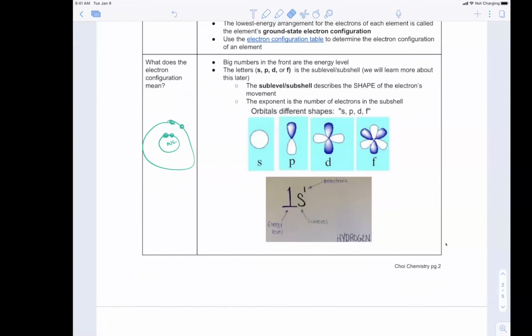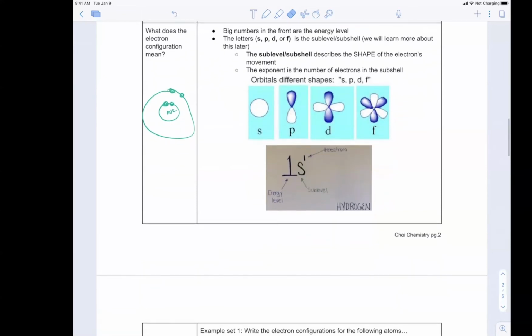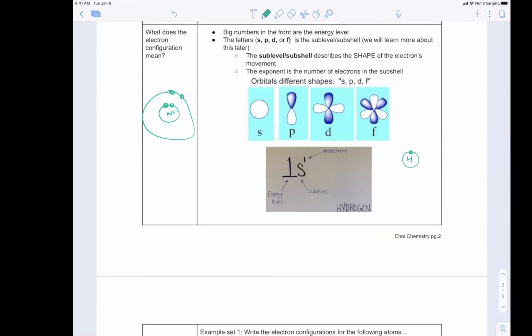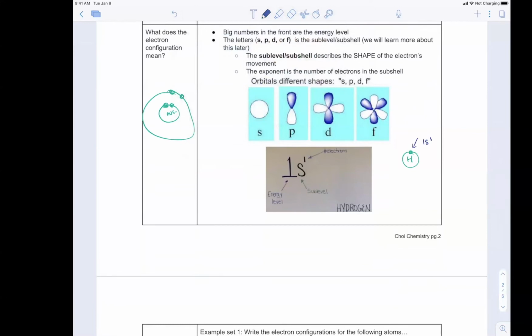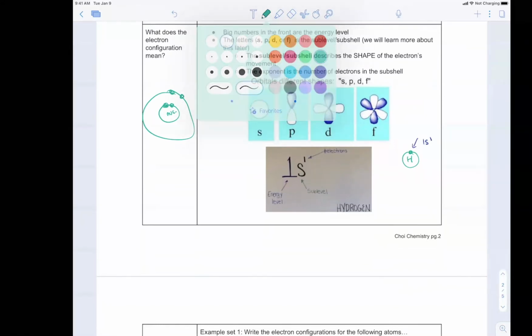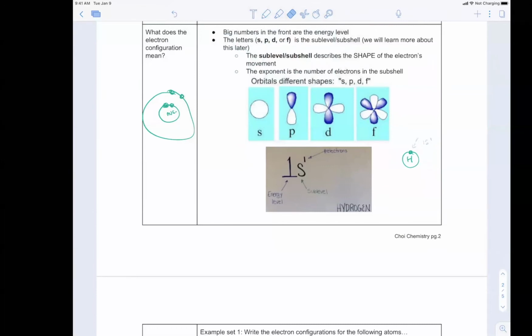So here we have hydrogen, and if I draw the Bohr model for hydrogen, you can see it just has one electron. So this electron is hydrogen's electron, and this is the electron configuration. Now I'm going to go over how to write the electron configuration, but before we do that, I'm just going to explain again. This big number right here, that's your energy level. And you can see here it's energy level 1. So this electron is in energy level 1.